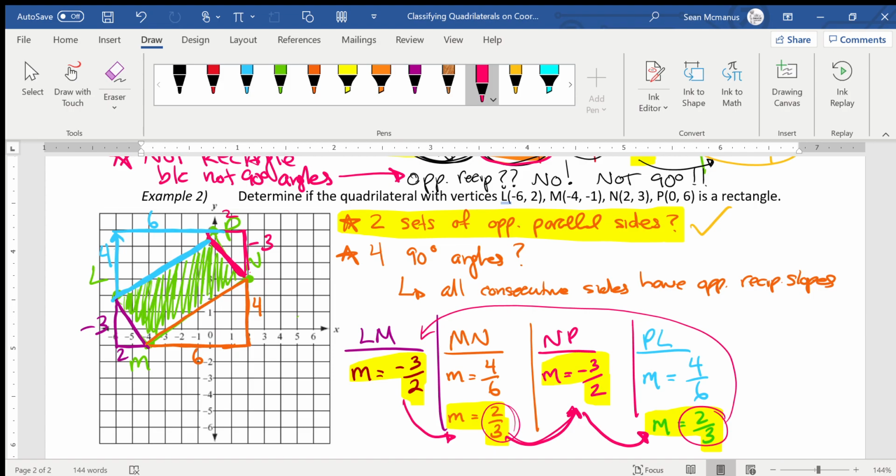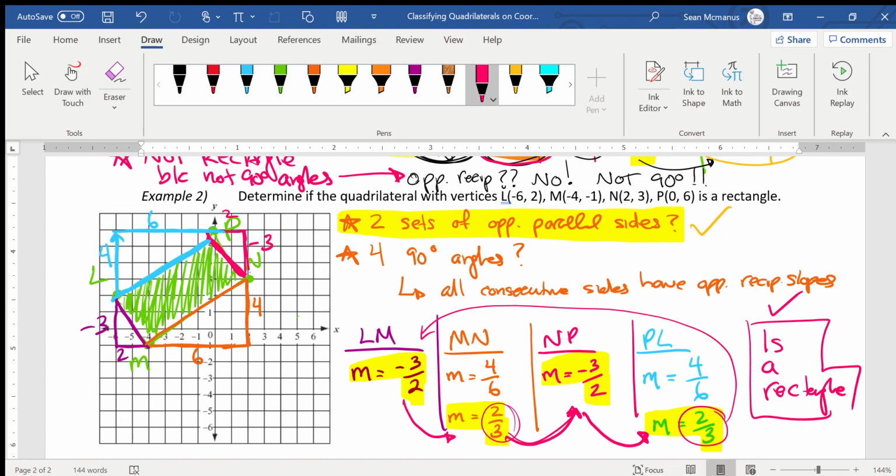Yes. So all consecutive sides have opposite reciprocal slopes. Yes. So that tells me this is a rectangle. Right? And you can see I actually did it without finding any of the side lengths, because if the opposite sides are parallel and they're all 90-degree angles, they're going to have to be the same size. So understanding what information precisely you need to answer the question.